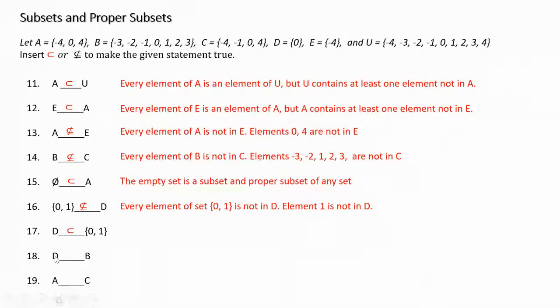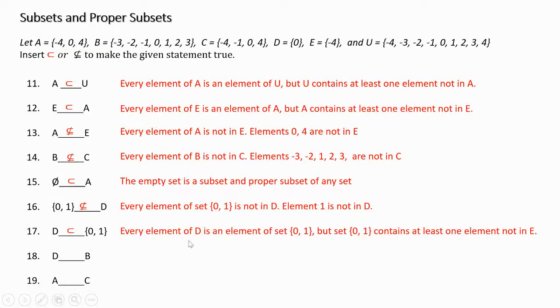How about number 18? We have D. D is {0}, and B is {-3, -2, -1, 0, 1, 2, 3}. So what should go there? Very good, right? Oh, I forgot the reason behind it. But D, right? So this one here is going to be a proper subset. And here's the reason behind it. Every element in D is also an element of B, but B contains at least one element not in D. Okay. How about number 19? We have A, the set {-4, 0, 4}, and we have C.